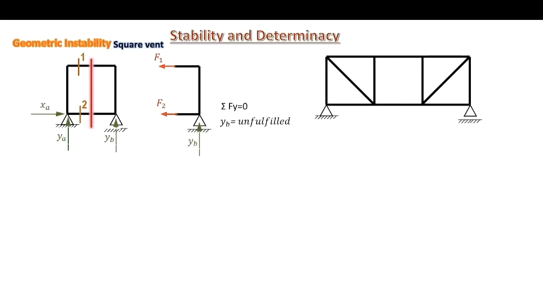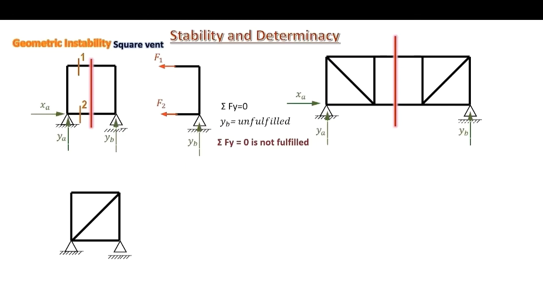Another example is this truss having a cut here, and considering any part of the two cut parts, we can conclude similarly that YB has no other vertical forces to maintain equilibrium with it. We say that the equilibrium equation in the y direction is not fulfilled.